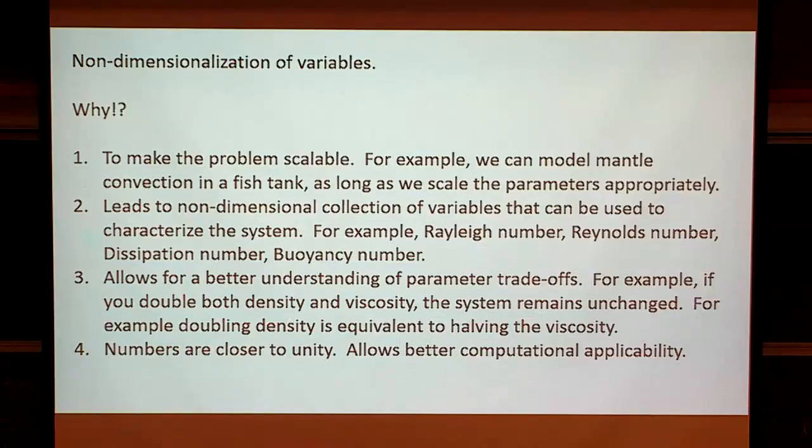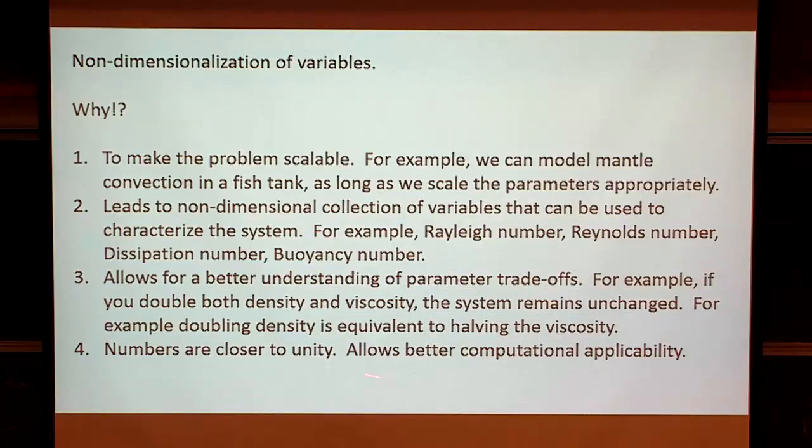Number 3, allows for a better understanding of parameter trade-offs. So once you do that non-dimensionalization and you have these numbers like Rayleigh number, you can understand how if you change one parameter, how it's equivalent to changing another. For example, for mantle convection, if you double the density and the viscosity, if you double both of those, the system will remain unchanged. It will look the same. Those doublings cancel each other out. Also, if you double the density, that's equivalent to halving the viscosity. So you can start to play those kind of games, and they become very useful. It becomes very useful when you're comparing models to be able to do this.